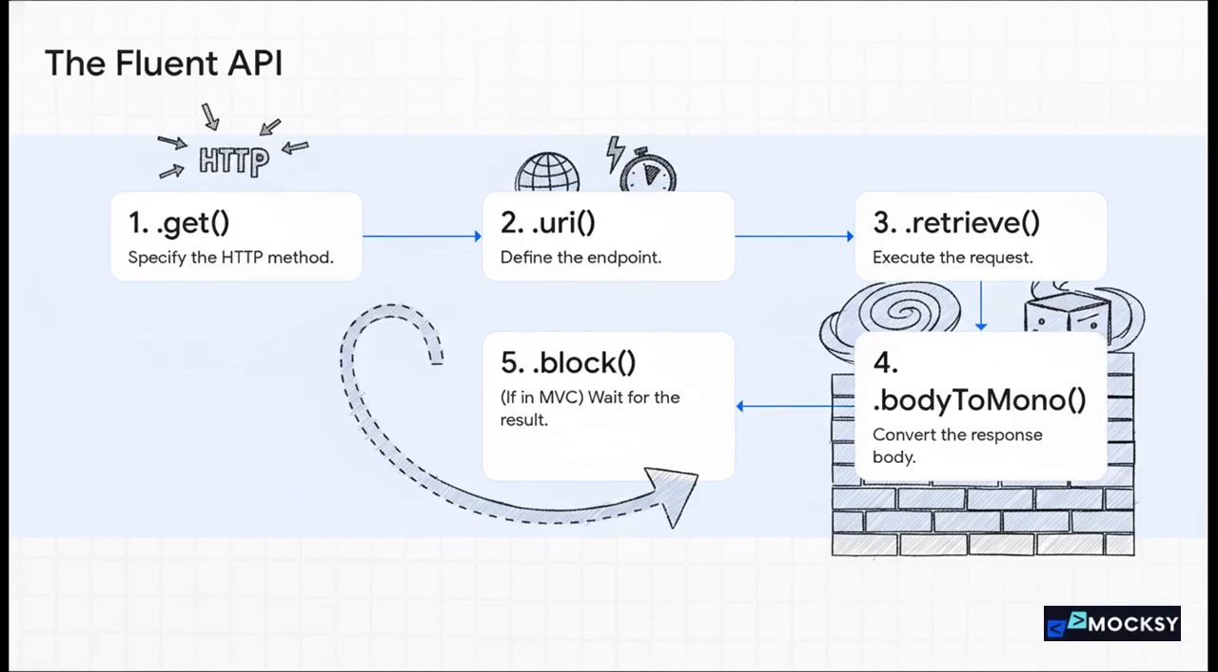You can see that Fluent API in action here, and it's super logical, right? You say the method you want, you define the URI, you tell it to go get the data, and then you handle the response. It all makes sense. But look closely at that last step, step 5. If you're not in a truly reactive app, you have to slap that .block() call on the end. And what that does is it forces the whole thing to stop and wait, to behave synchronously. Which, when you think about it, is pretty ironic. You're using a non-blocking client just to block it. It kind of defeats the purpose.